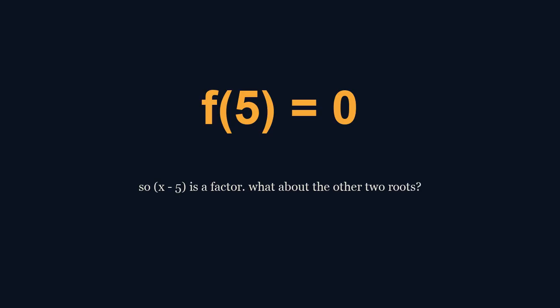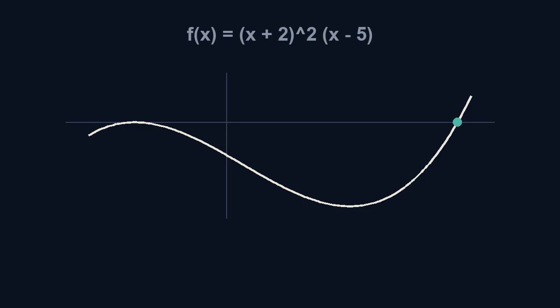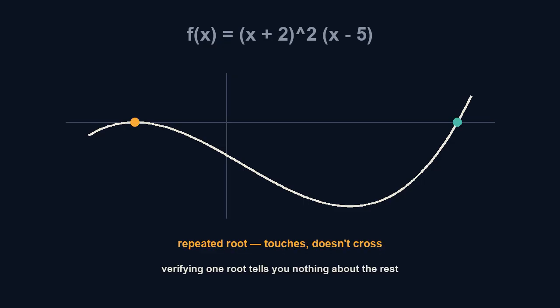This is from a real VCAA exam. F of 5 equals 0, so x minus 5 is a factor. Does that tell you what the other 2 roots are? Not even close. You still have to divide it out. Do that here, and the other factor turns out to be x plus 2 squared. That's a repeated root. So the graph doesn't cross at -2, it just touches and bounces back. Verifying one root tells you nothing about how the rest behave.